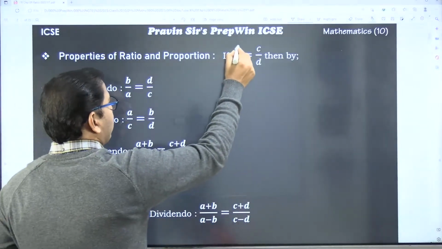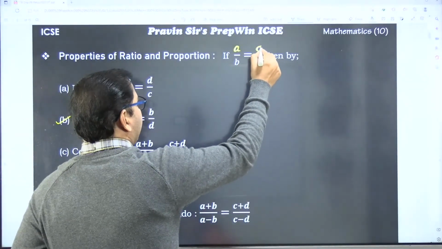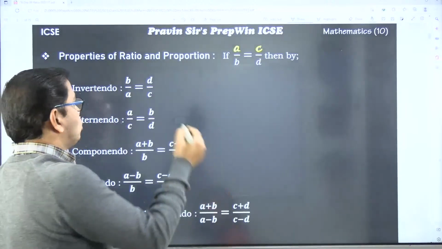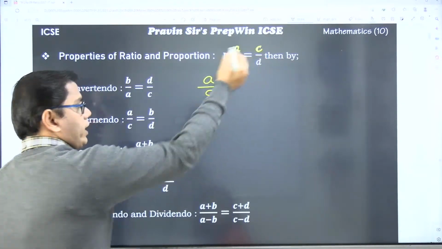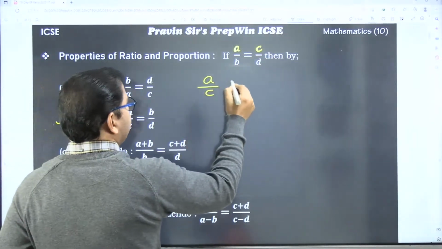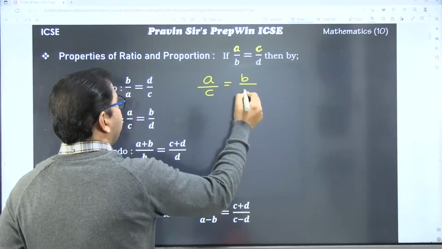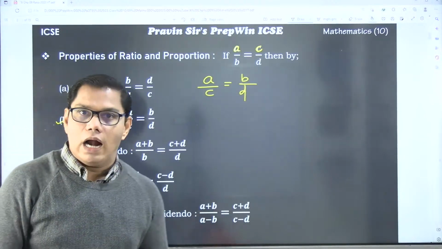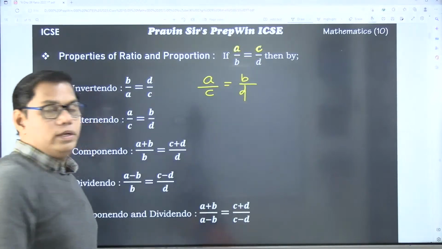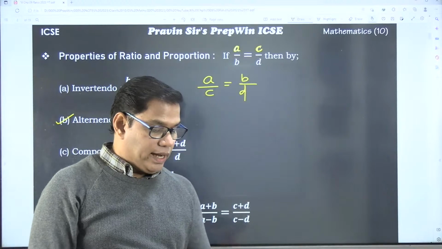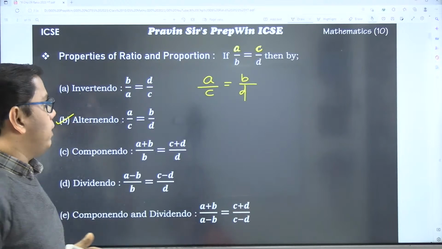And also you have to tell me, how do you get this second property, which is alternando? What is alternando? Look here. Numerator of first ratio is A, and the numerator of second ratio is C. So as per this property of alternando, we take a new ratio of two numerators. And this ratio is equal to the ratio of the denominators, that is B by D. This property is called alternando. Numerator upon numerator is equal to denominator upon denominator of the second ratio, right? And how can you get this? Again by a cross multiplication.